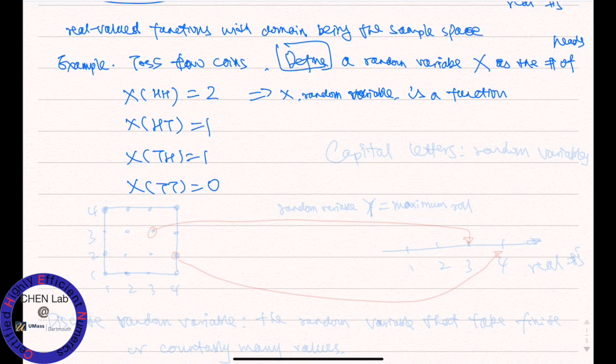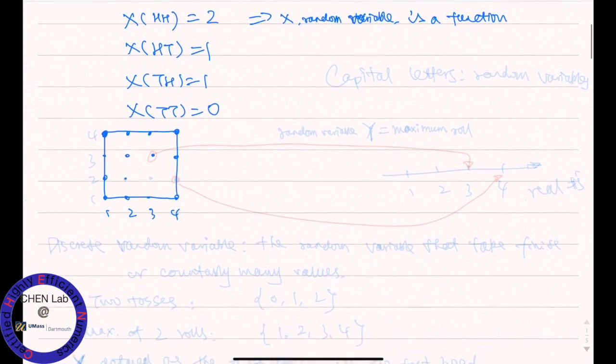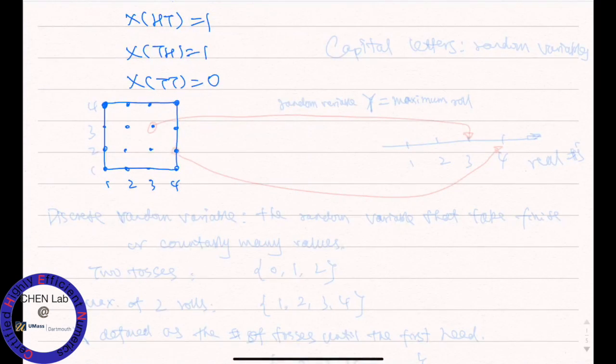Another example, as in the book, there's a picture. If we have a four-sided die, so 1, 2, 3, 4, you're going to get outcomes like 1,1, 1,2, 1,3, 1,4, and so on and so forth, and 2,1, 2,2, 2,3, 2,4. All those 16 possible outcomes.